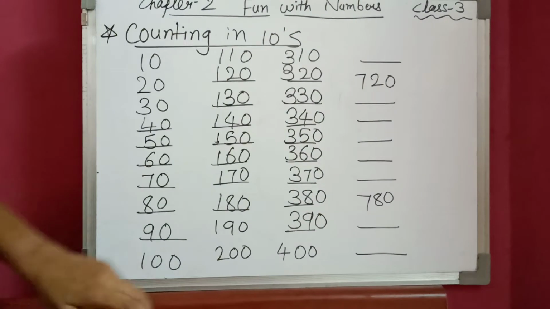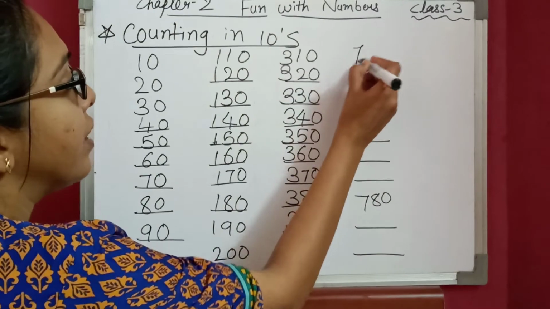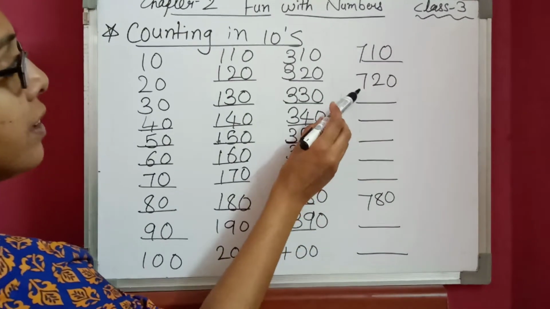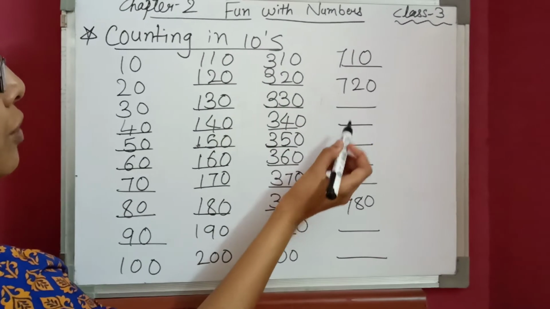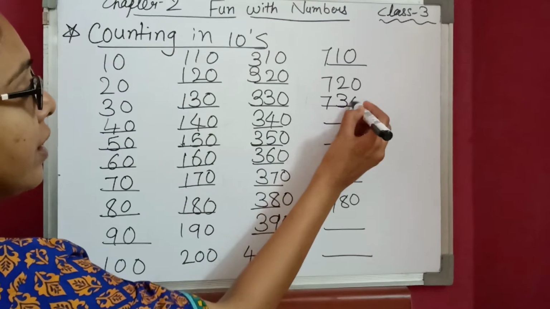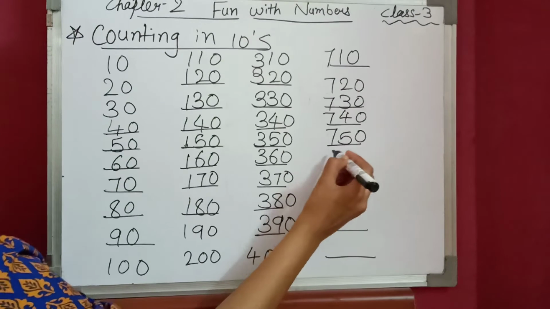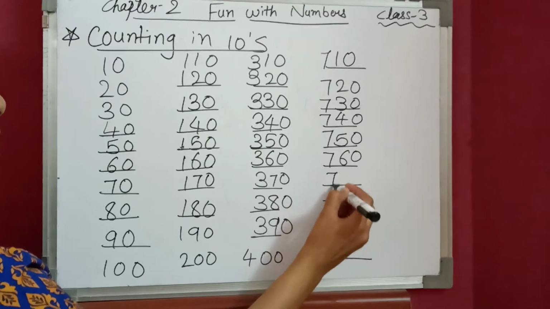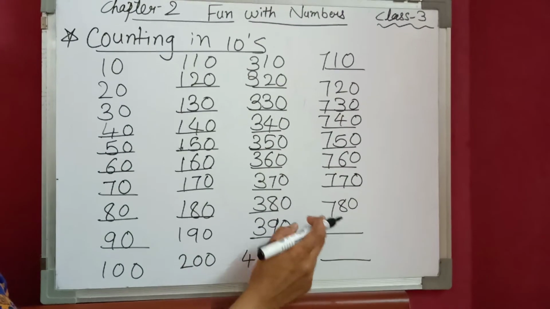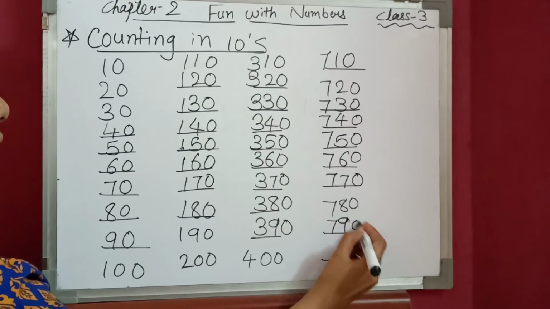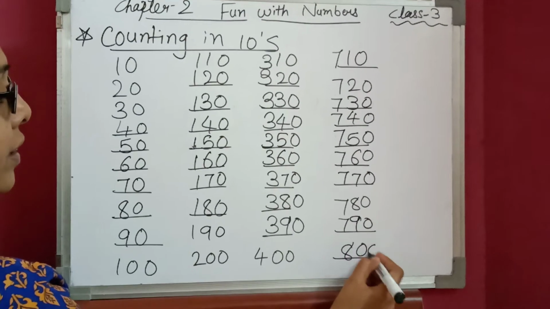Now see here, 720 is given, but we do not have the previous number. So we have to subtract 10, so the number is 710. Now for finding the next number we have to add 10, so 730, then 740, 750, 760, 770, 780 is given, so 790 and that is 800.